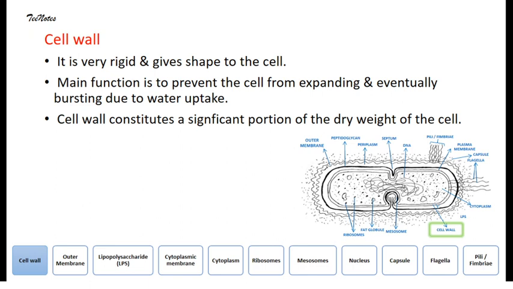The cell wall constitutes a significant portion of the dry weight of the cell, and it is essential for bacterial growth and division. The cell wall cannot be seen by direct light microscope and does not stain with simple stains. Staining is a procedure we follow in a microbiology lab to highlight cells or microorganisms under a microscope. Only through an electron microscope or certain other procedures could we see the cell wall.